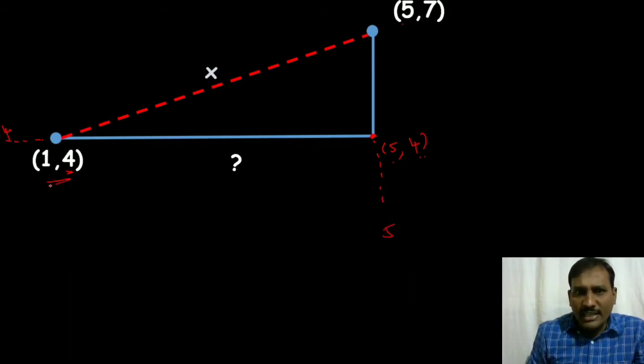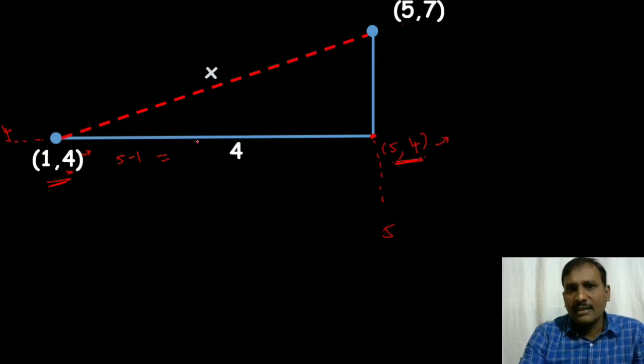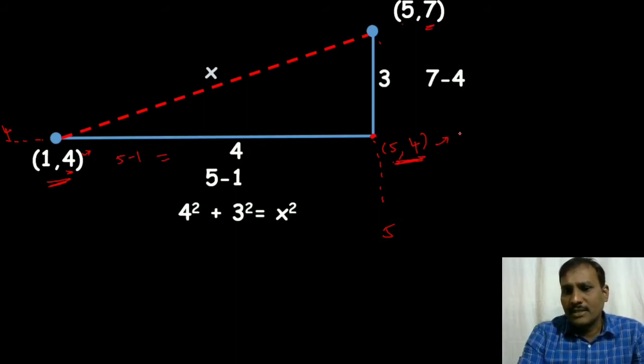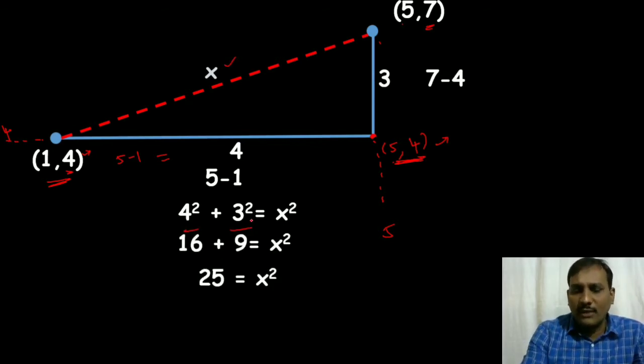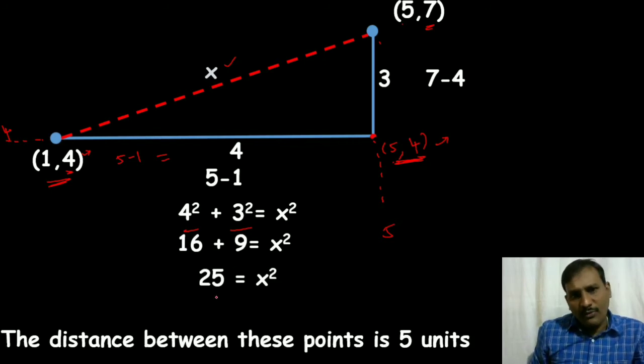So what will be the distance between them with the same y coordinates? 5 minus 1, that is equal to how much? It is 4. And what about this distance? 7 minus 4, that is nothing but 3 units. Now we know that x square equals 3 square plus 4 square. So x square is 25, therefore x is equal to 5 units.